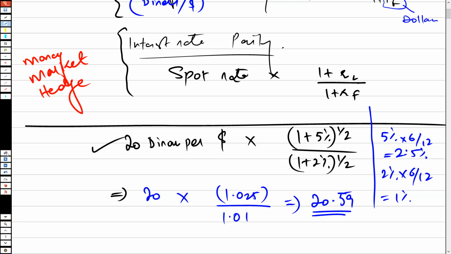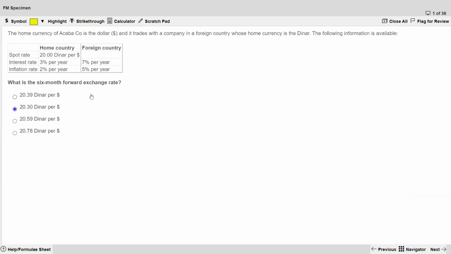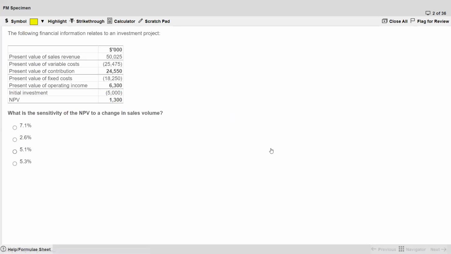In fact, what I could see is that it's 20.29, not 20.59. Yeah, it's 20.29. So basically the closest to 20.29 is 20.3, so we're going to just select it. Let's move a bit forward and let's discuss further.